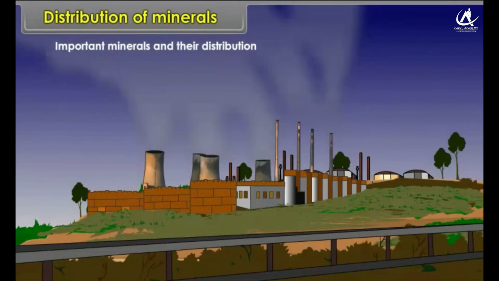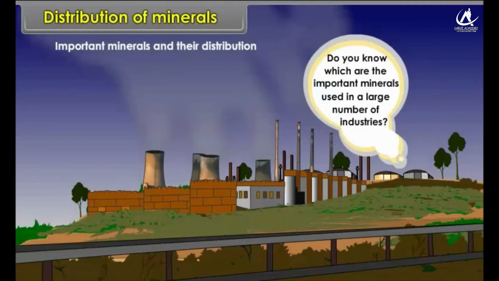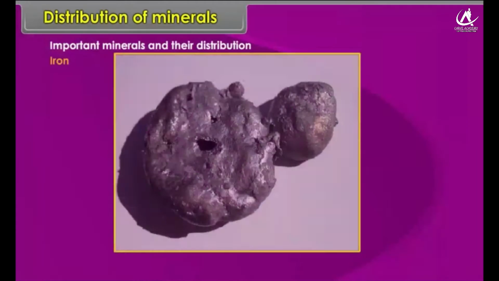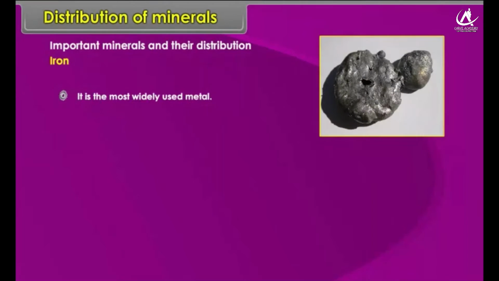Important minerals and their distribution. Do you know which are the important minerals used in a large number of industries? Iron ore, copper, and bauxite are used in a large number of industries. Iron. It is the most widely used metal. It is taken as the symbol of modern civilization.